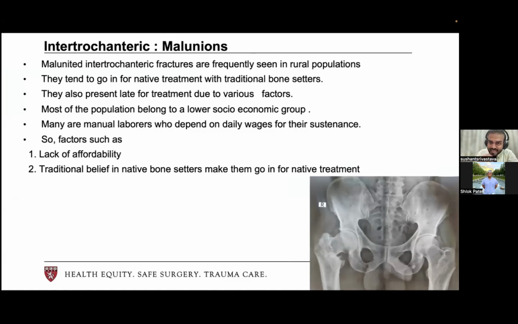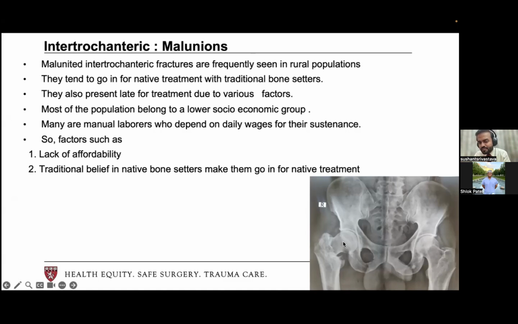So they present late to us due to various factors. Most of the population are from a lower socioeconomic group. Many are manual laborers who depend on daily wages for their sustenance. Now, there are various factors. One is lack of affordability of the treatment. And the second is a deep-rooted traditional belief in native bone setters, which makes them go for native treatment.